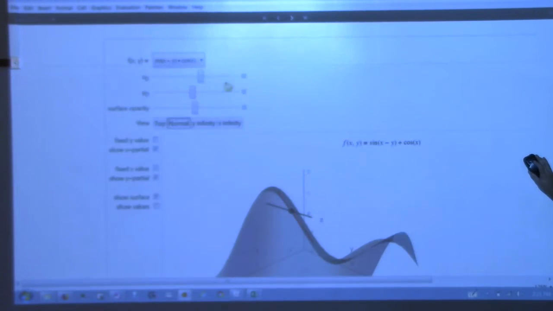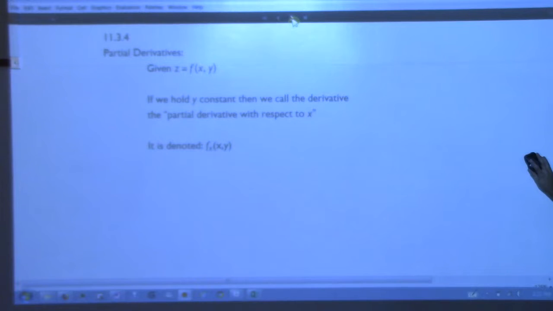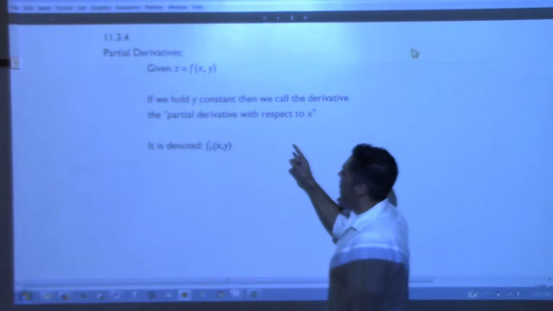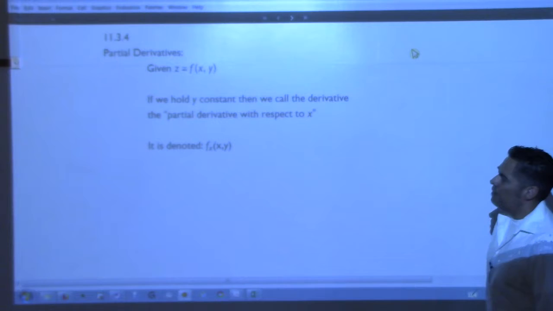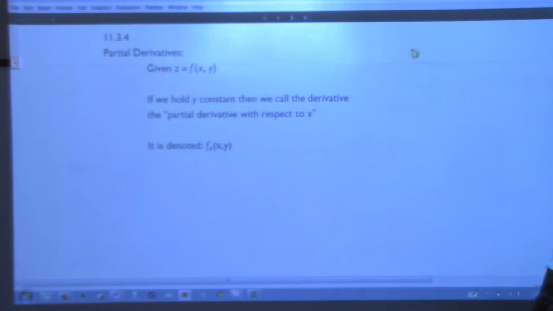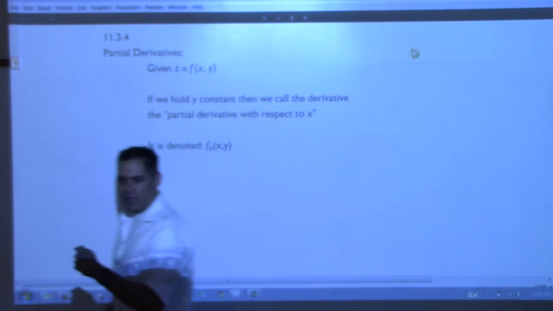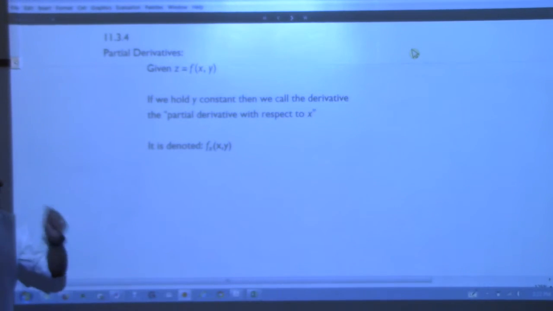All right. Visually, do you understand what we're trying to do? Okay. Now, mechanically, here's what we do. If we're given a function of two variables, z equals f of x, y, if we hold y constant, then we call the derivative the partial derivative with respect to x. If you hold y constant, it's the partial derivative with respect to x.